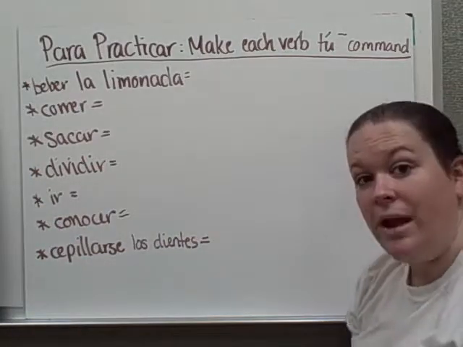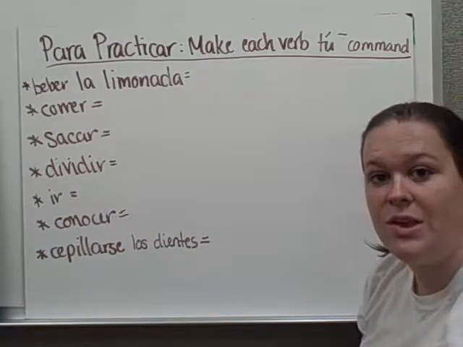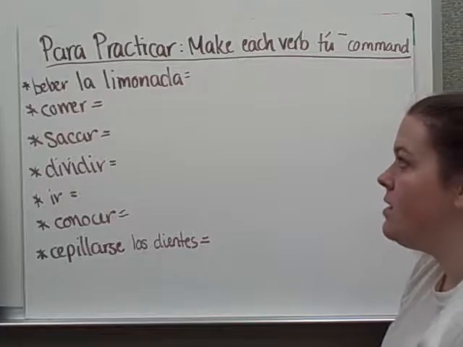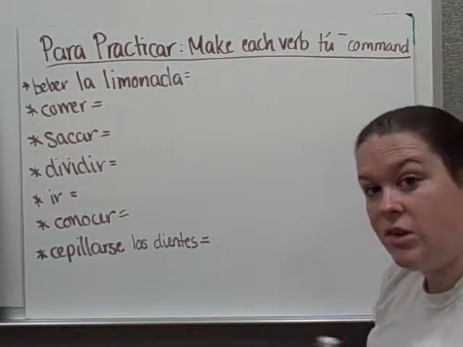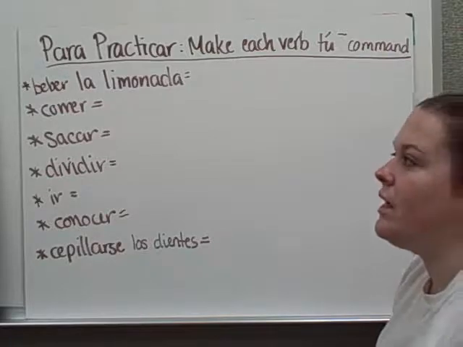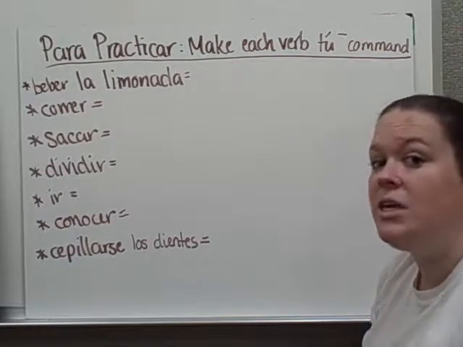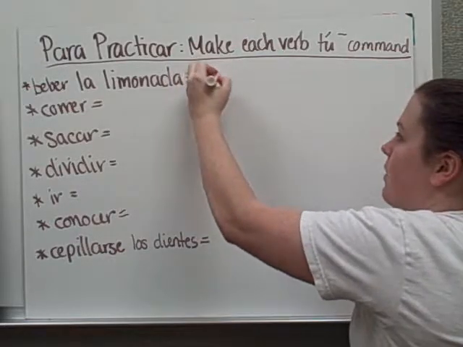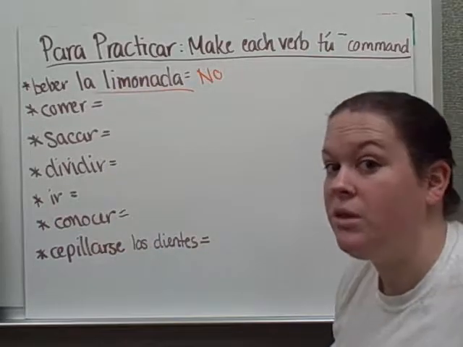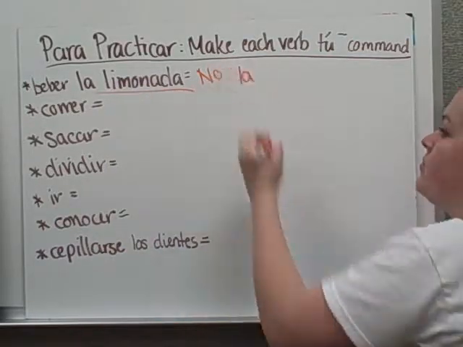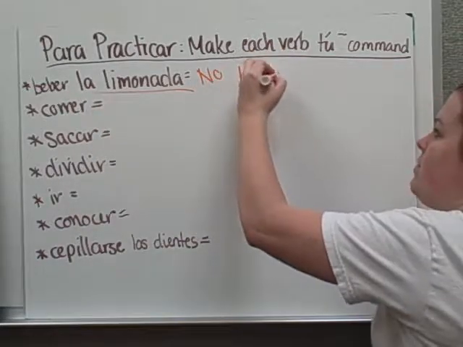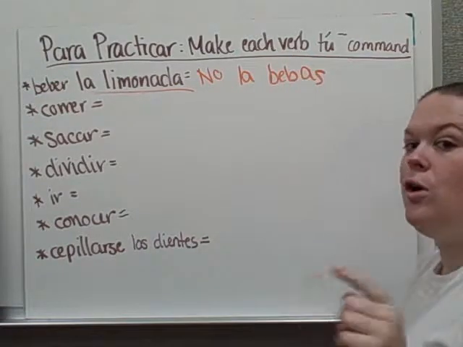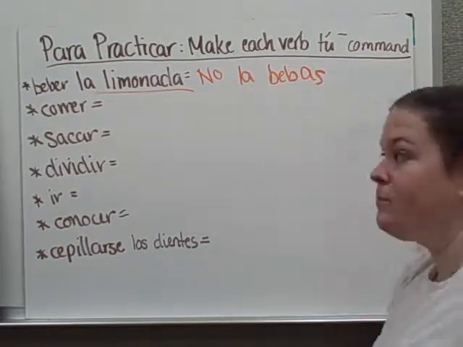All right, now we have some practice examples. Please pause the video to work through these and make them into negative tú commands. Okay, hopefully you've had a chance to work through these. We're going to talk them through right now. So, beber la limonada, to drink the lemonade. If you want to, you can keep la limonada, but I'm going to make an object pronoun. So first we need the no every single time. La limonada can be replaced, but doesn't have to be, with a la. And beber. The yo form is bebo. Cut off the O. Instead of ES, we're going to add AS. No la bebas. Don't drink it, the lemonade.